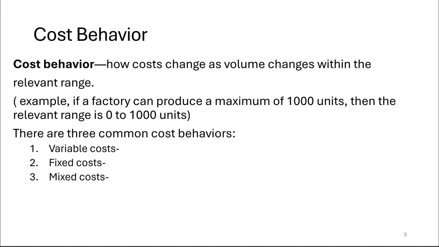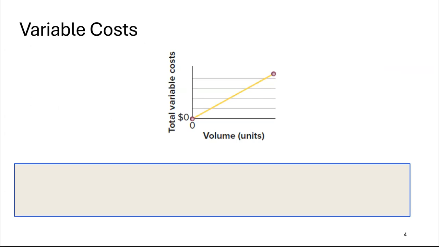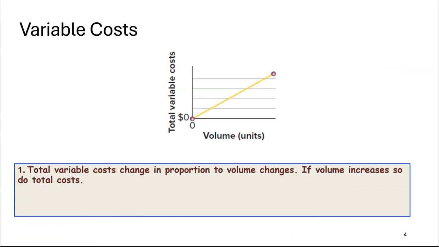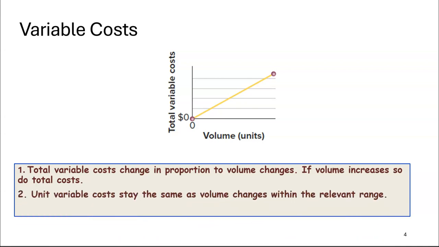So let's take a look at what a variable cost looks like. Well, first of all, it changes in proportion to changes in volume. So if volume goes up, total costs go up. So remember, we're only talking about total costs. But when we talk about variable costs on a per unit basis, they stay the same. Even if volume changes within the relevant range, once you determine your variable cost per unit, it is going to stay the same. But in total, it will change.